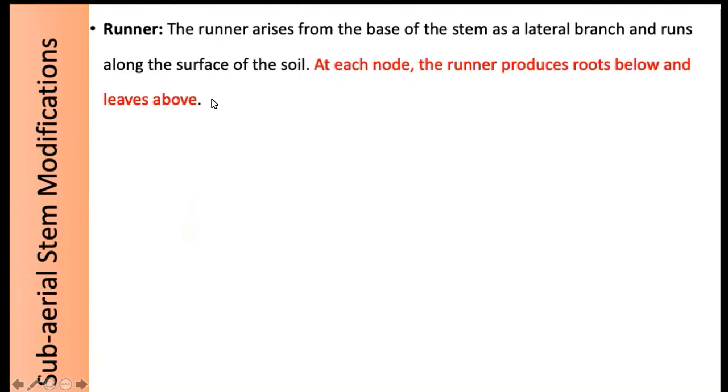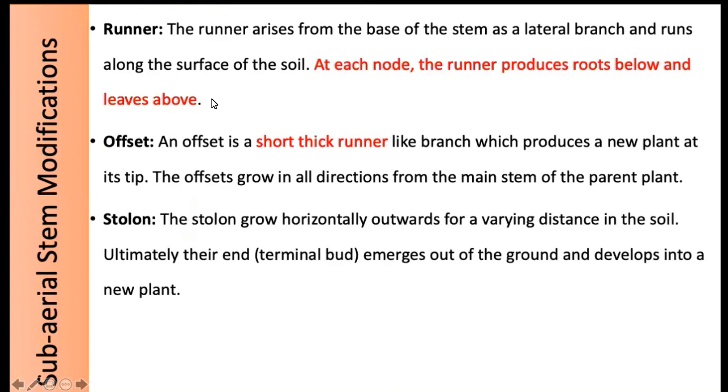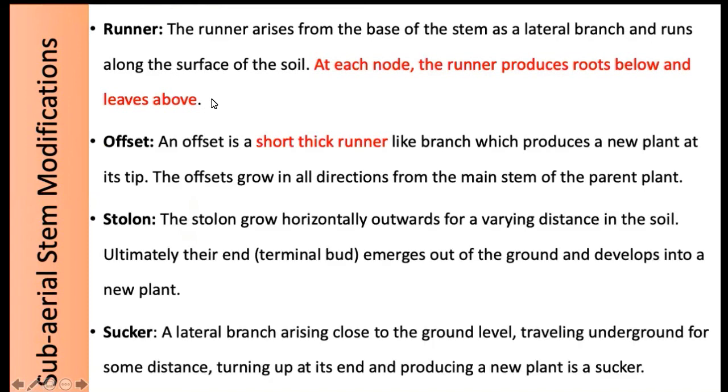Runner, offset, stolon, and sucker. When the stem moves in a straight line, and at each node the stem produces, it remains on the soil surface, moves towards a single direction, and always produces root and leaf at every node. This is called a runner: a single straight-line developing growth, in which each node produces root and leaf.